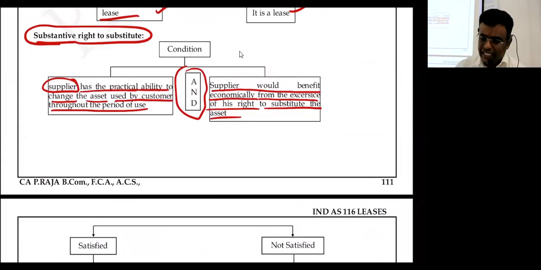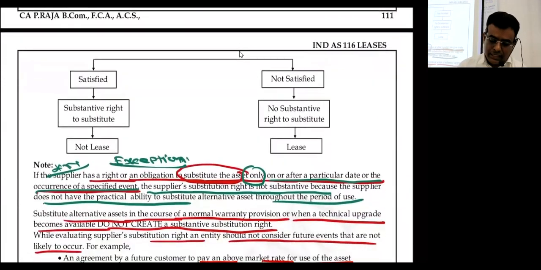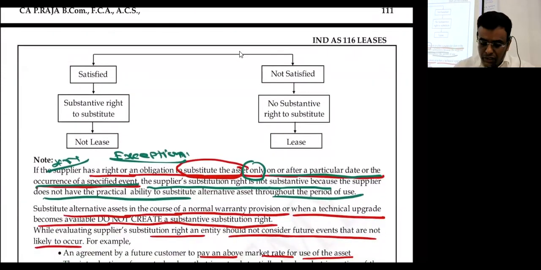When the supplier has a right or obligation to substitute the assets only on or after a particular date or on the occurrence of a specific event, not throughout the entire period of use, we will not say that is a substantive right. Correct? So it is still a lease.